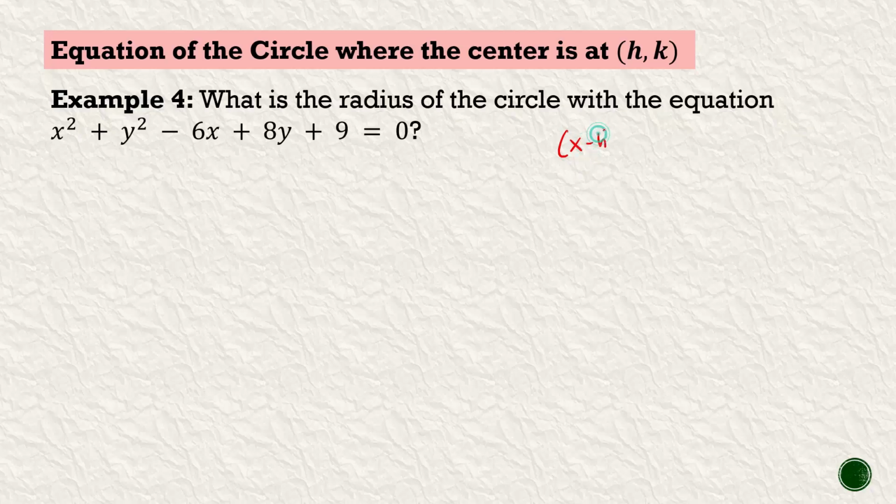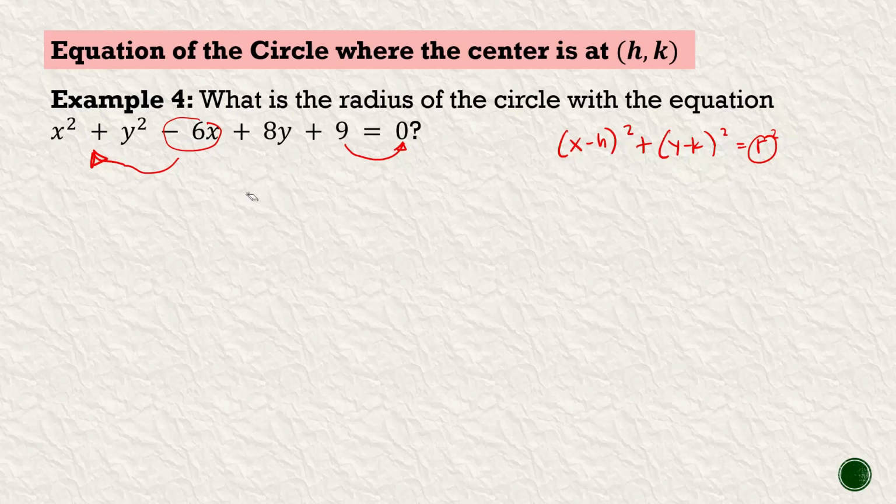that's (x minus h) squared plus (y minus k) squared equals r squared. So once we do that, we will be able to find the radius. The first step is to move this 9 to the right side. As we do that, I will move this negative 6x beside this x squared, and at the same time I will move the y squared and the 8y, and put those two together.